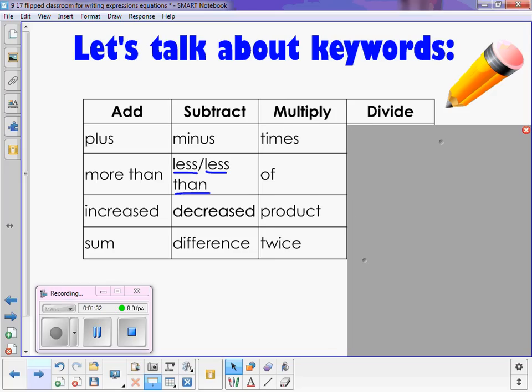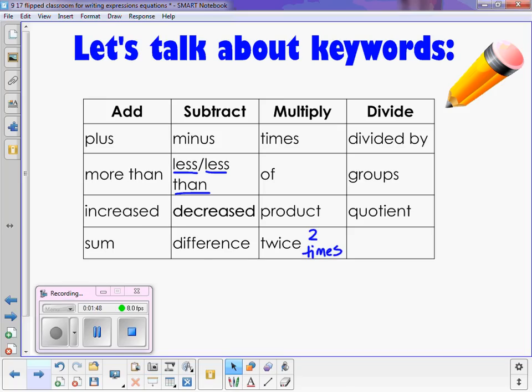All right, multiply is the next one. Times, of means, in most cases, depending on the context, of means multiply. Product, and then twice. Twice means 2 times. All right, and then finally we have division. It could be indicated by divided by, groups, or quotient.